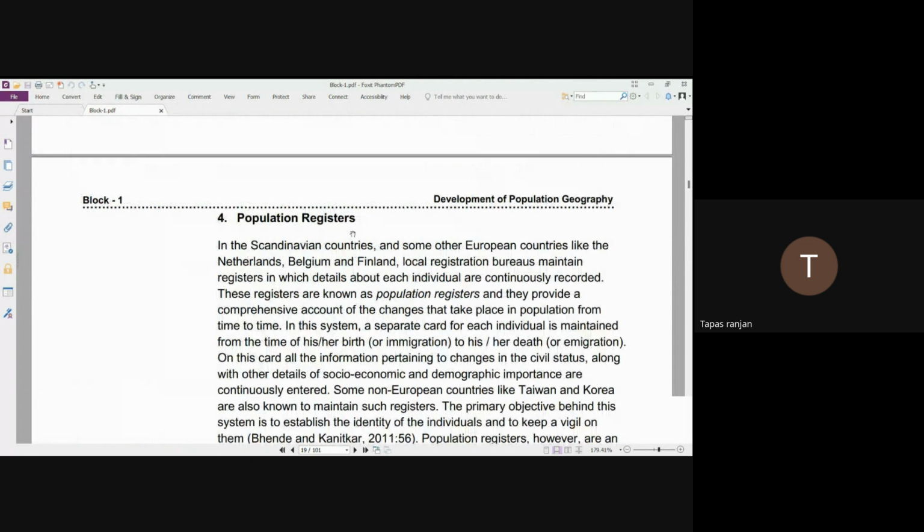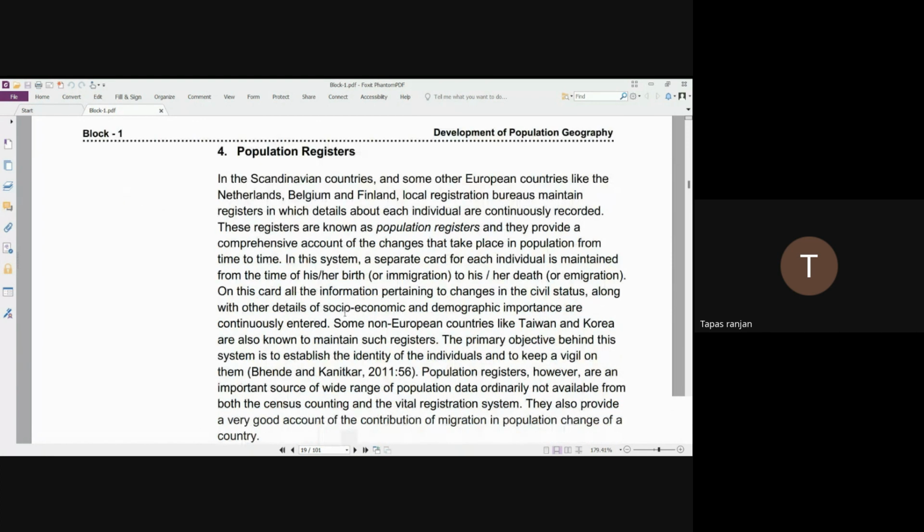Then you have population registers. Population registers are mostly in European nations, in Scandinavian countries, like the Netherlands, Belgium, Finland, then Sweden. All these countries maintain a register called the population register, which gives you a comprehensive account of the population data from time to time. How much the population has changed, you can get through the population register. Within population registers, you get the data of birth, death, and migrations. Whether it's immigration or emigration, you will get the data.